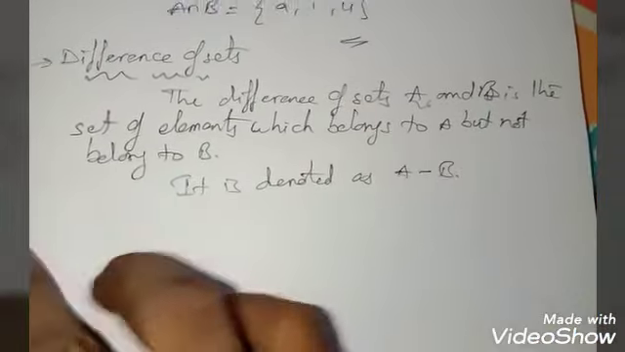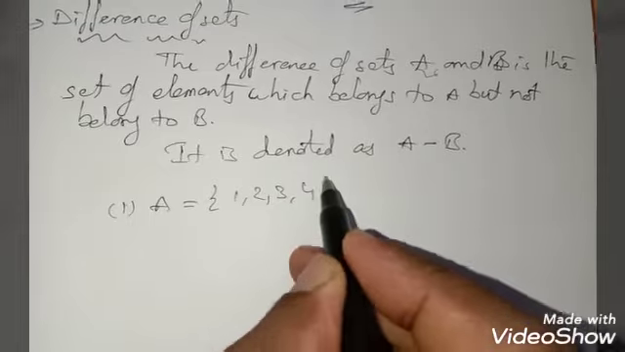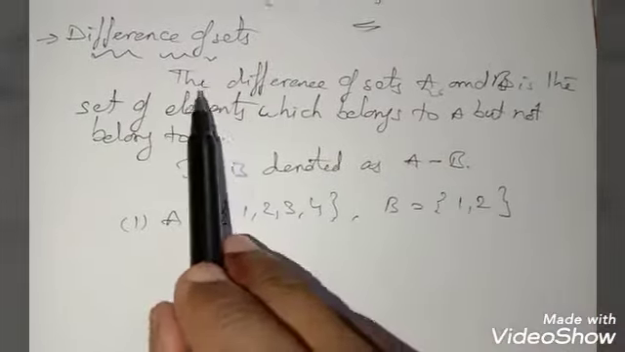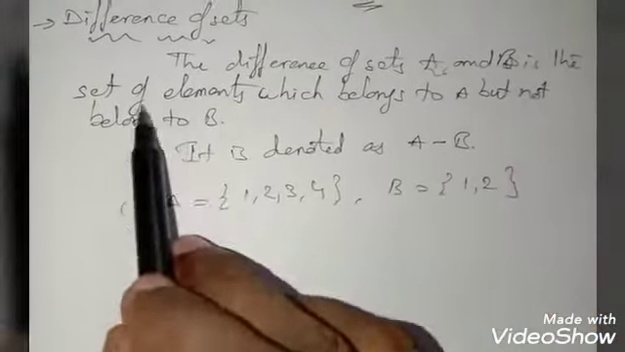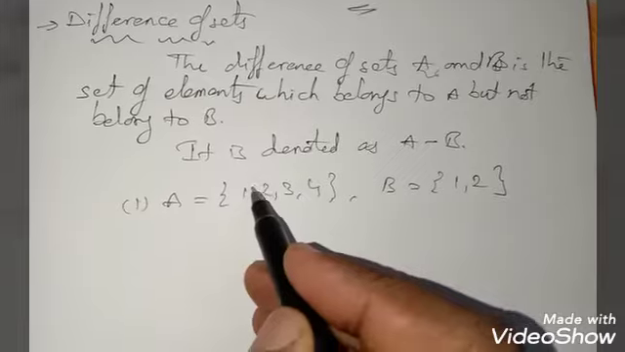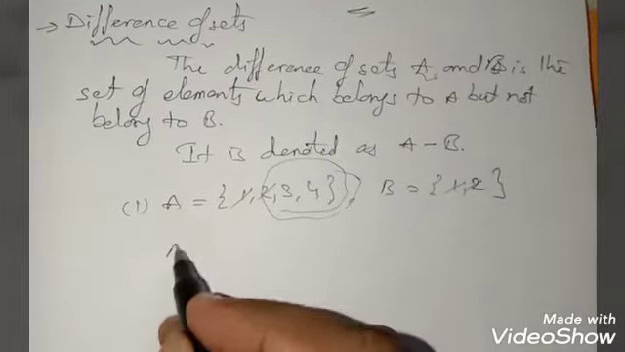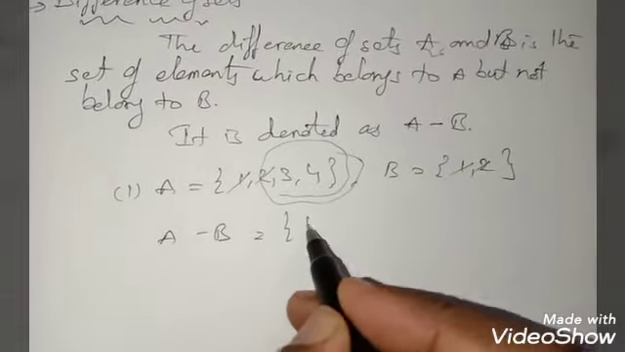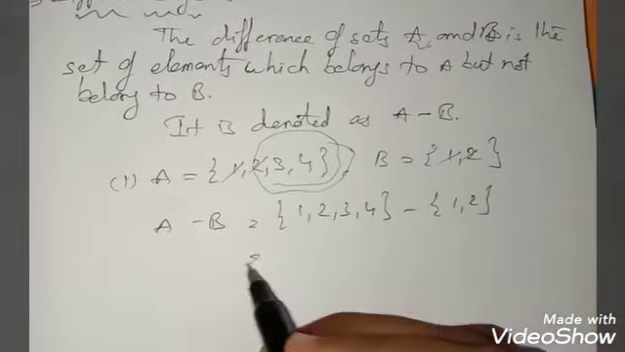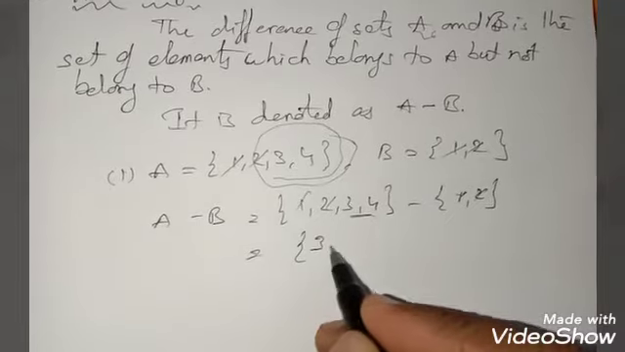A minus B. Right. Now if I take an example, say A is equal to {1, 2, 3, 4} and B is equal to {1, 2}. Now as per the definition, the difference of two sets A and B is a set of elements which belongs to A but not belongs to B. Means wherever you have the common numbers, just cancel those common numbers and whatever the elements left in your set A, that will be the answer. That is, A minus B is equal to {1, 2, 3, 4} minus {1, 2}, cancel your common terms and whatever the elements left over in the first set, that will be the answer.